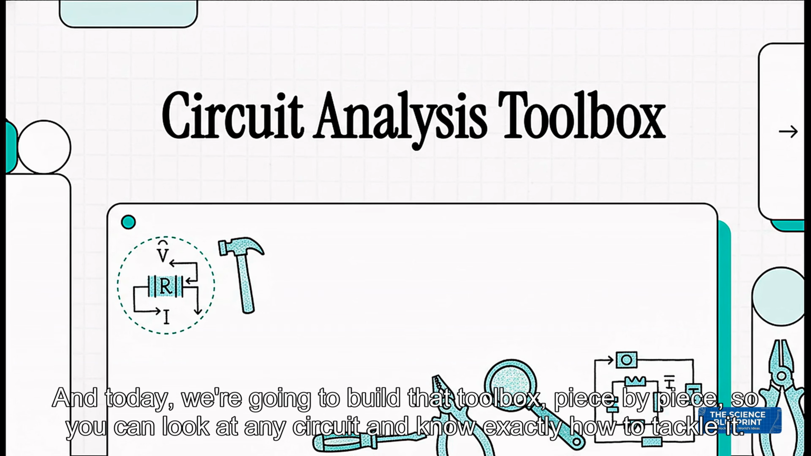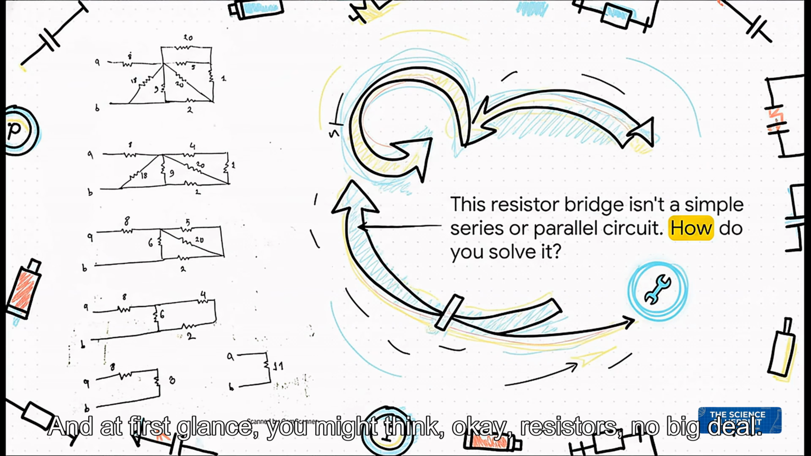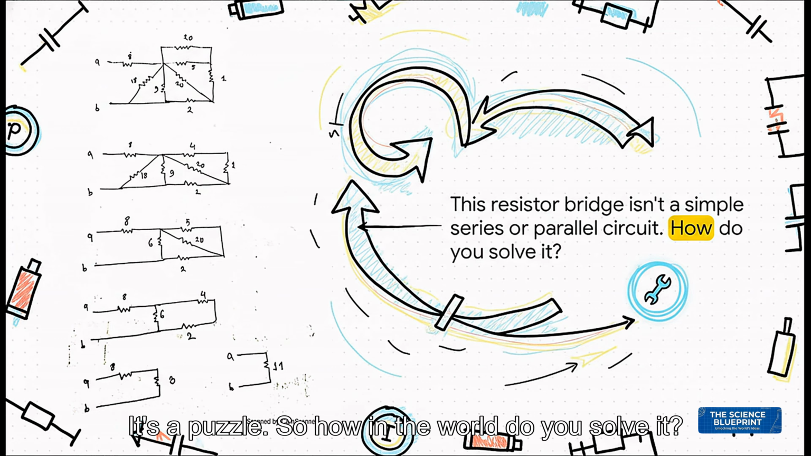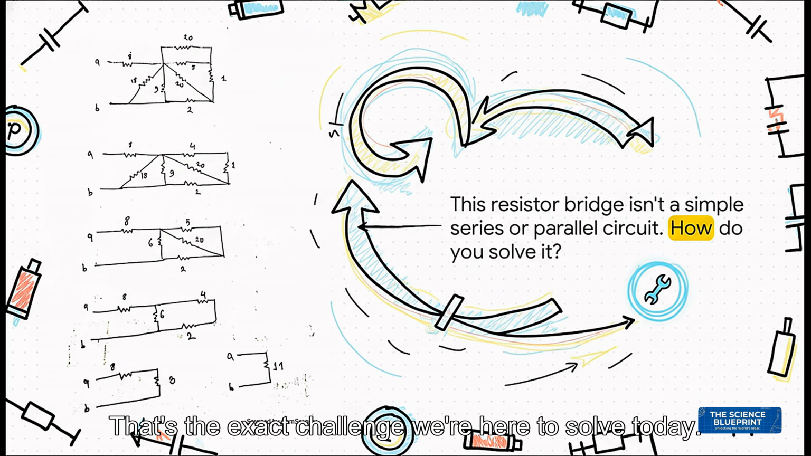And today, we're going to build that toolbox piece by piece so you can look at any circuit and know exactly how to tackle it. Just take a look at this thing. It's a classic resistor bridge. And at first glance, you might think, okay, resistors, no big deal. But then you look closer and you realize, wait a minute, none of these are in a simple series or parallel configuration. It's a puzzle. So how in the world do you solve it? How do you figure out what's going on inside this little maze? That's the exact challenge we're here to solve today.